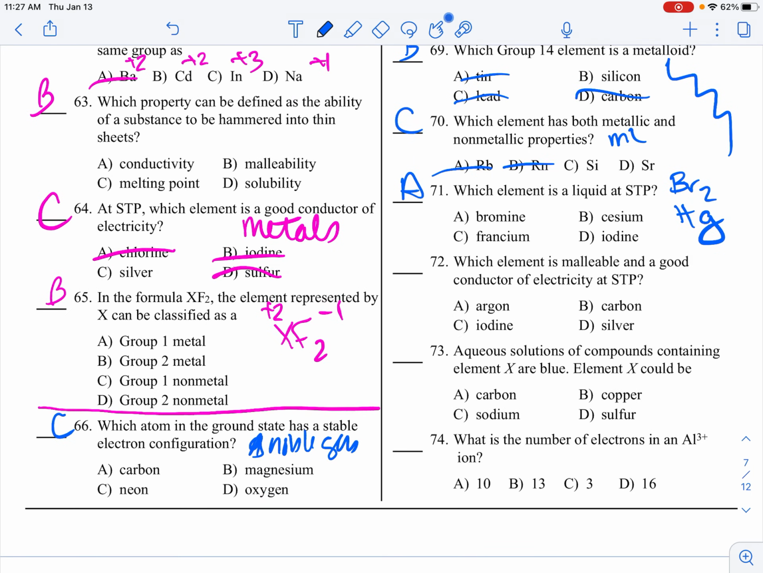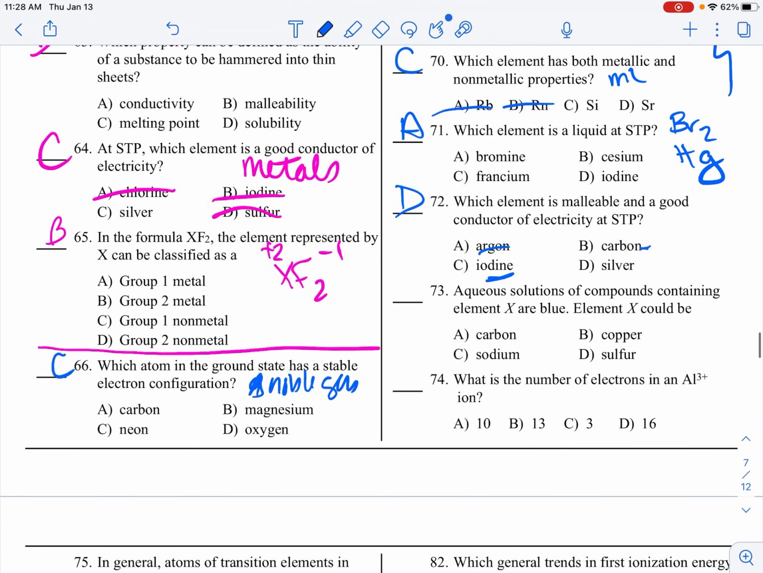Which element is malleable and a good conductor of electricity at STP? So we're looking for metals, which would be D. This is a solid, but it's a non-metal solid. And this is also a non-metal solid, so that would mean poor conductors. This is gas. Aqueous solutions of compounds containing element X are blue. Element X could be copper, a transition metal. Transition metals.